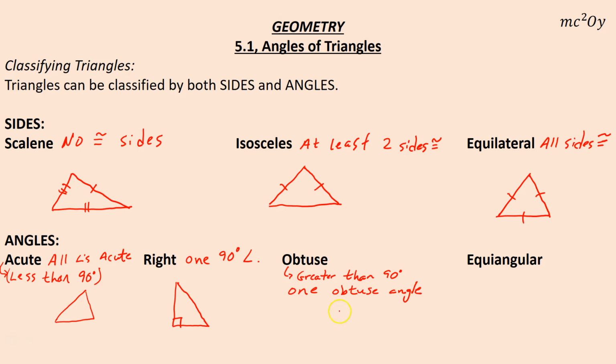Okay, so an obtuse triangle may look something like that. Just kind of a sketch. There's our obtuse angle. Equiangular, all angles congruent. Okay, so if I'm drawing an equiangular triangle, it may look something like that. That's congruent to that, just congruent to that. And in a triangle, all angles add up to 180 degrees. So that would mean in an equiangular triangle, 180 divided by 3 is 60. Each angle would be 60.